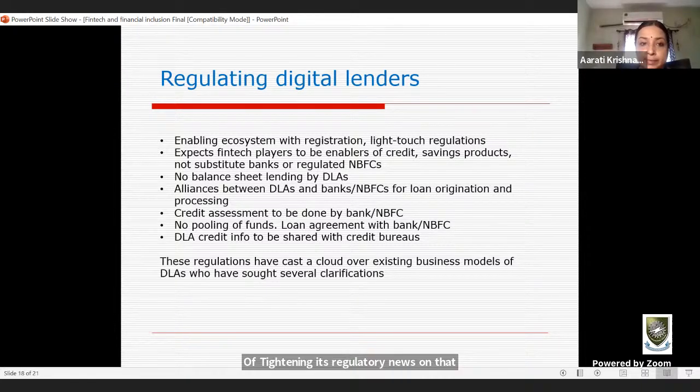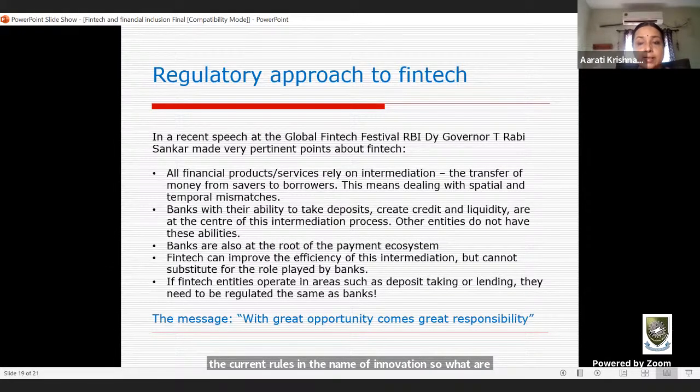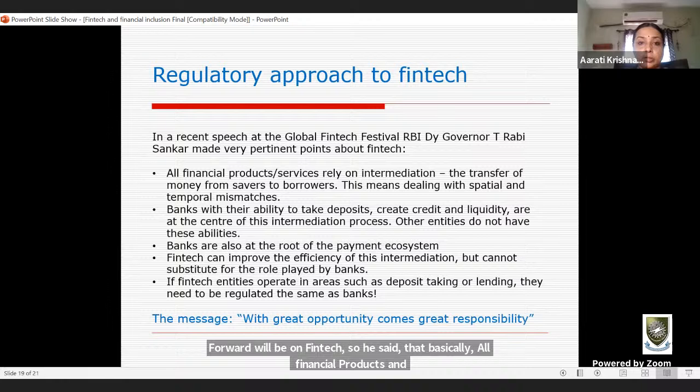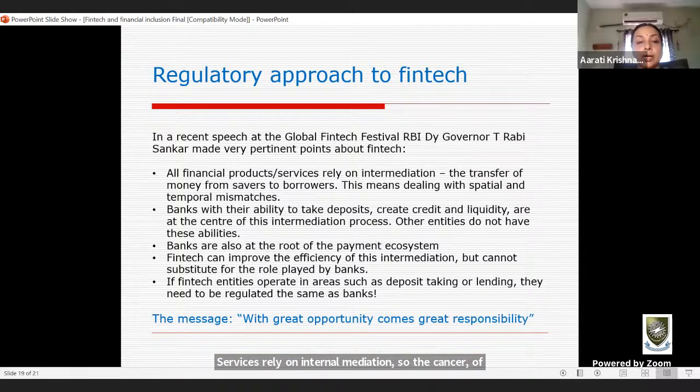So one thing that RBI has made clear lately is that, yes, it is in favor of innovation in fintech, but it does not want the fintech ecosystem to be flouting all the current rules in the name of innovation. In a recent speech at the Global Fintech Festival, RBI Deputy Governor Ravi Shankar made a very clear set of declarations on the way forward for fintech. He said that all financial products and services rely on intermediation, the transfer of money from savers to borrowers. At a time when the saver has money, the borrower may not need it. At the same time, the saver may be sitting in Chennai and the borrower may be in Guwahati.